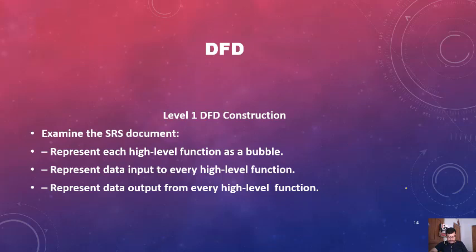If there are 3 to 7 high level functional requirements, then this can be directly represented as bubbles in the level 1 DFD. If the number of high level requirements is more than 7, then some of the related requirements have to be combined and represented in the form of a bubble in the level 1 DFD, and some of them should be represented in the next level, that is level 2, level 3, level 4.